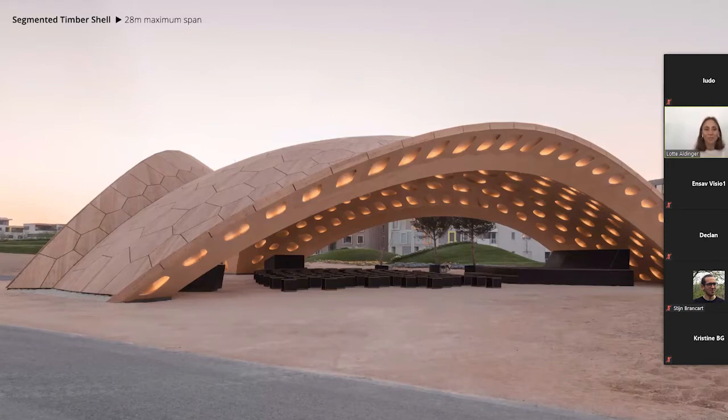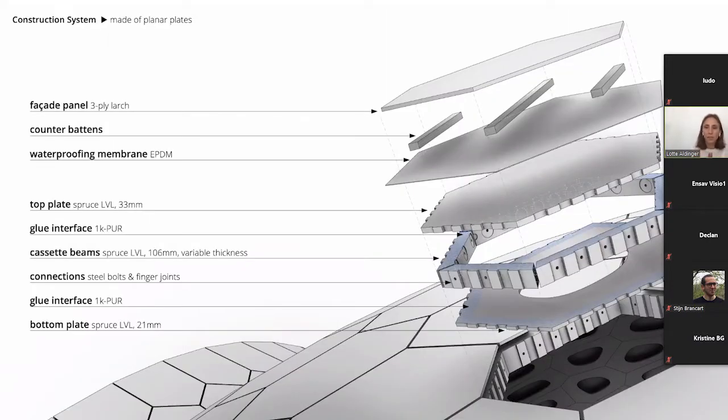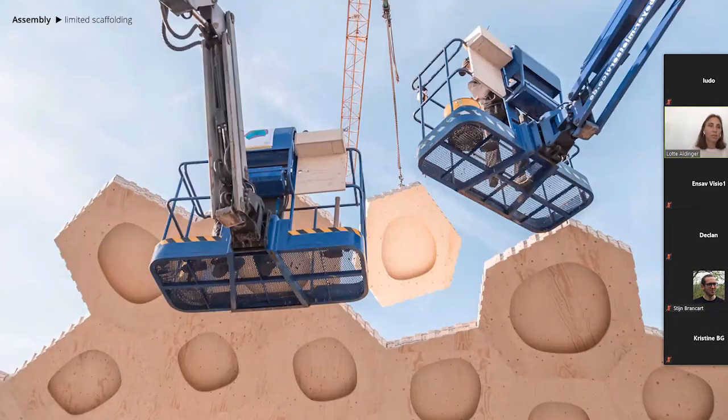And so the double curvature is created through the segmentation of these hexagonal cassettes, which are made of planar LVL plates in this case. And they're fabricated robotically, of course, without the mold because they're planar, and they can be assembled on site with limited formwork, almost none, which is very cool.